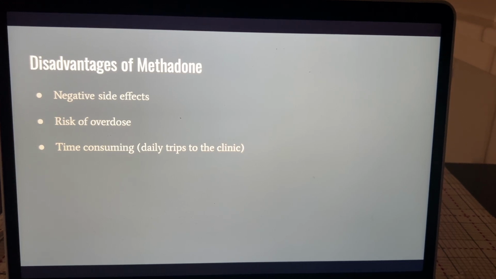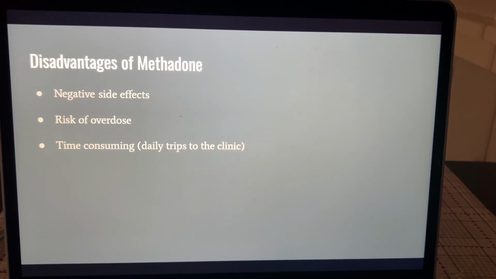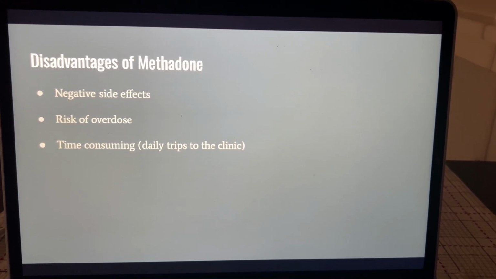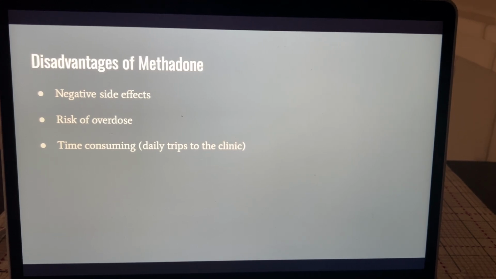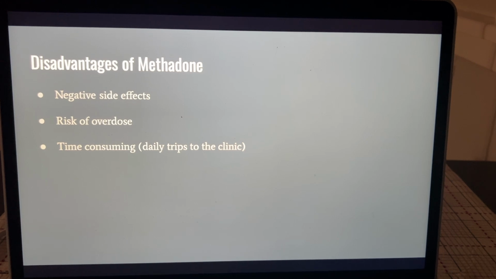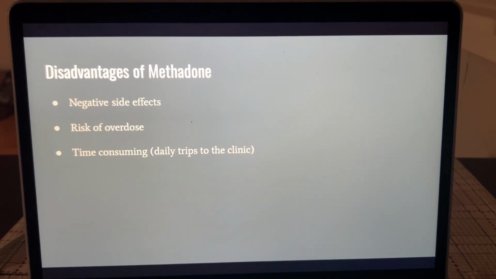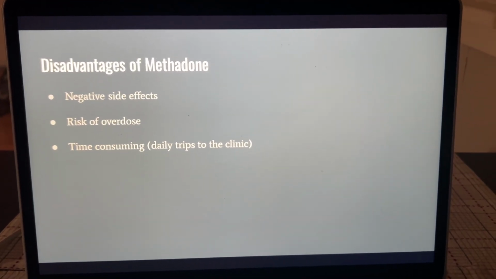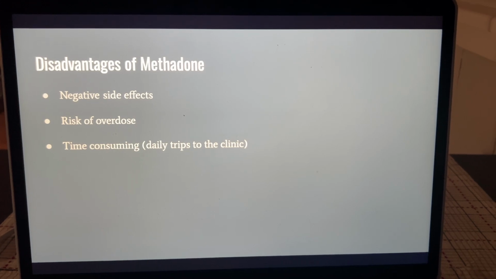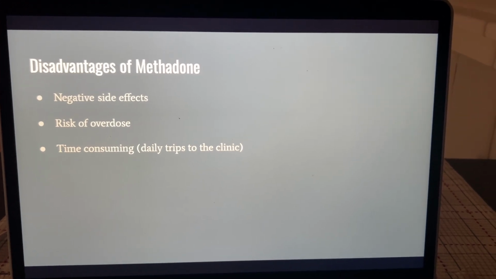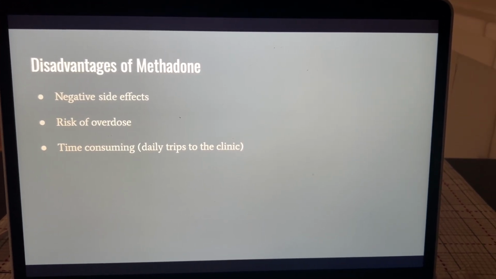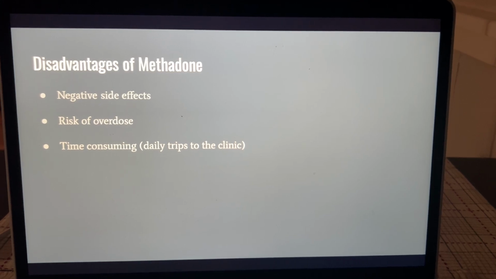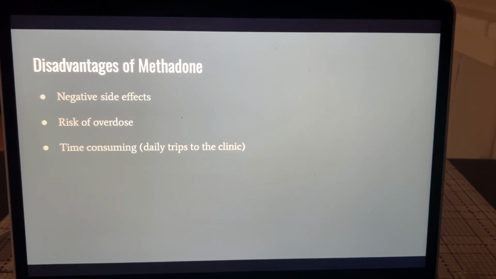And lastly, time consuming. As much as it's a benefit to have that extra supervision when getting treatment, it is time consuming when you're having to take daily trips to the clinic. This primarily becomes a significant barrier for individuals that don't live near a clinic. So some individuals will cross state lines to get treatment, and some will travel hours just to get to their closest clinic that offers methadone, which is a significant barrier for people who aren't living in a city and they're living in rural areas.